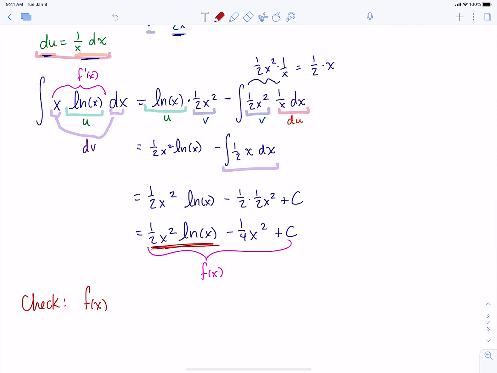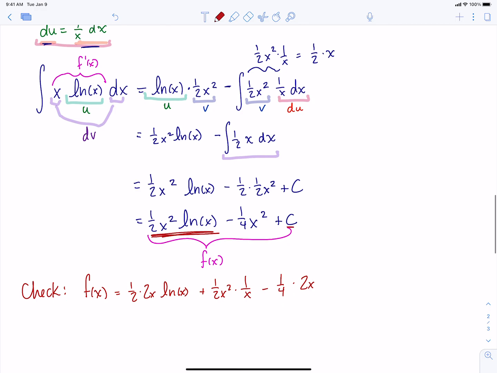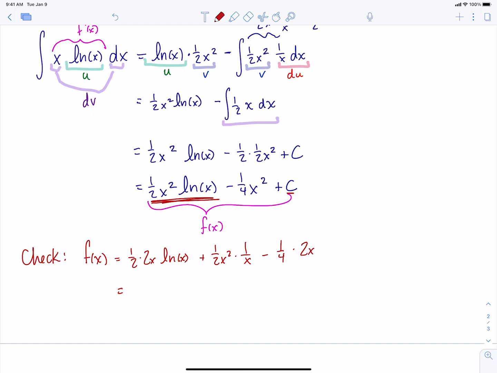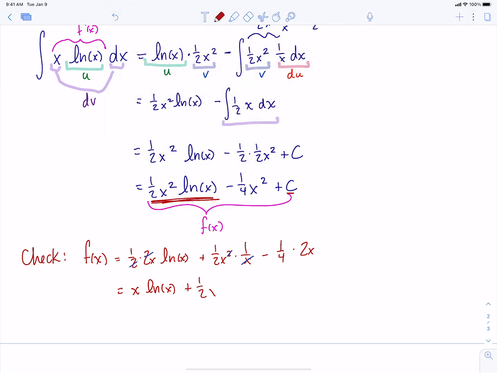Well, to do this first part right here, we have to use the product rule. We get 1/2 times 2x times the natural log of x plus 1/2 x squared times 1 over x, and then minus 1/4 times 2x, and then the derivative of c is 0. So let's take a look at what we've got here. These 2's cancel and leave us with x natural log of x. And then over here, that x squared on the top cancels with that x on the bottom. So we're left with plus 1/2 x.